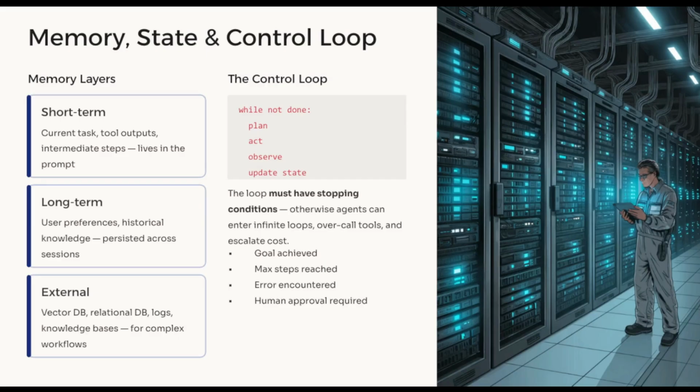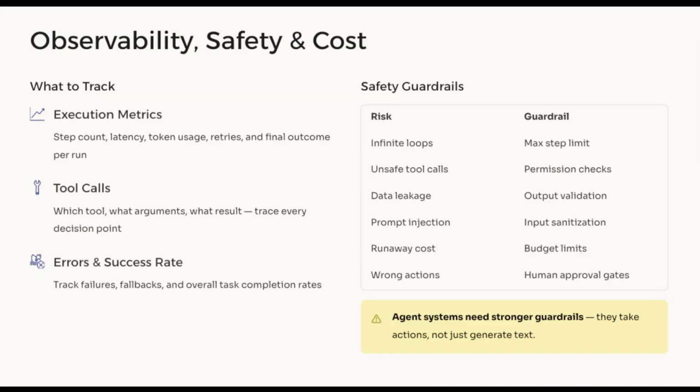The control loop is the core of the agent. While the task is not done, the agent plans, acts, observes, and updates state. But the loop must have termination conditions. For example, the goal may be achieved. The max step limit may be reached. The confidence threshold may be met. An error may be encountered, or human approval may be required. Without stopping rules, an agent may enter infinite loops, overcall tools, or waste cost. The key idea is this: state tracks progress, and the control loop drives execution.